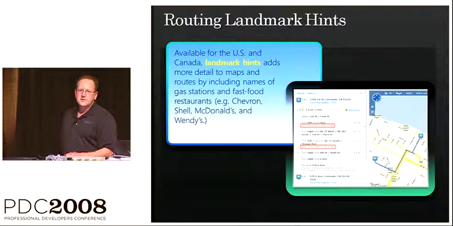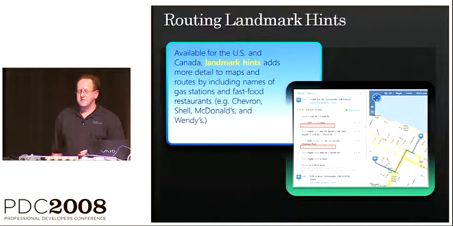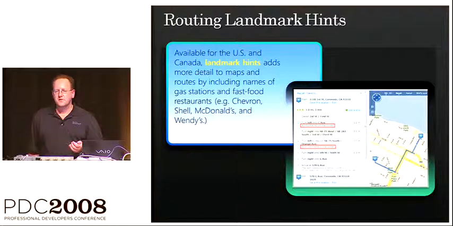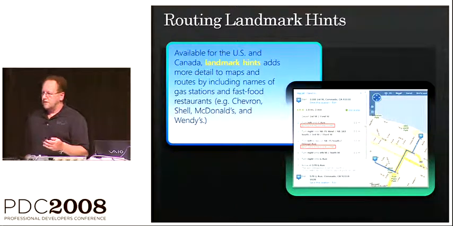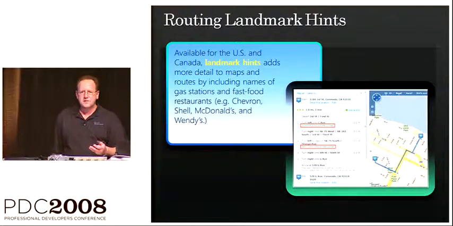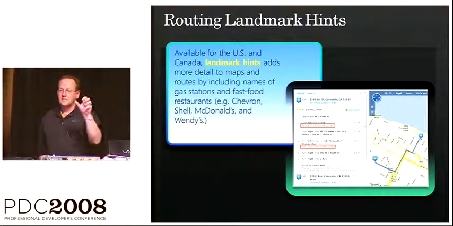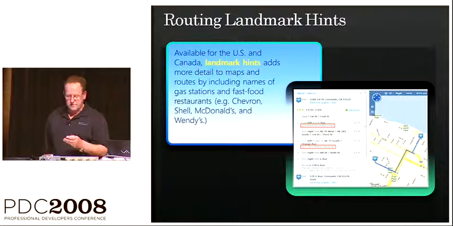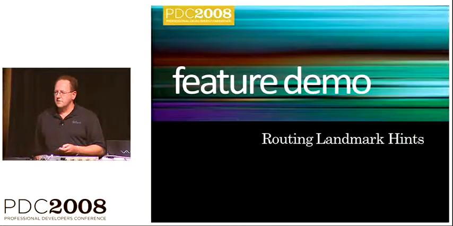The second feature now available is routing landmark hints, available just in the US and Canada. This provides a richer experience for your customers when you're creating routes for them, because we can now expose landmarks such as gas stations or banks or restaurants. And typically you're going to have signs that are much larger than the street signs that they're using to navigate with. So this is a way to provide a richer experience for your customers.